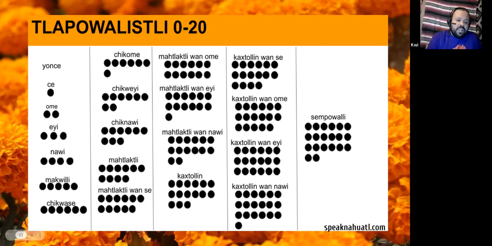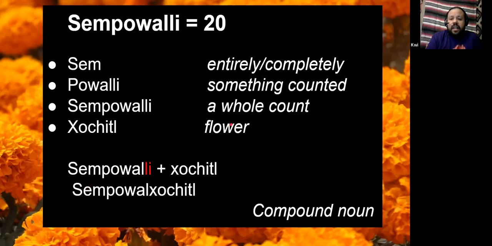Sempoalxochitl. 20. Right, so that's the first part of the name of this flower. If you want to break down the word Sempoalxochitl even further, Sempoalxochitl is 20. Sem, this particle, means entirely or completely, and then poali is something counted. So Sempoalxochitl, a whole count, right? As I mentioned before, Nahuatl numbers are based on 20. Not just Nahuatl numbers, but other so-called Mesoamerican cultures.